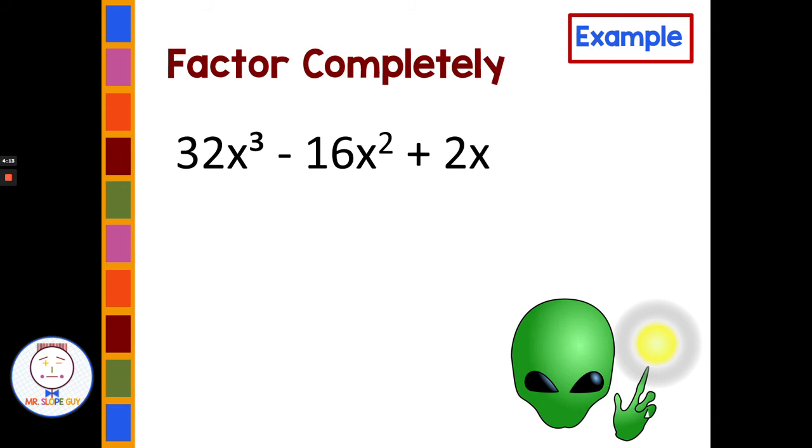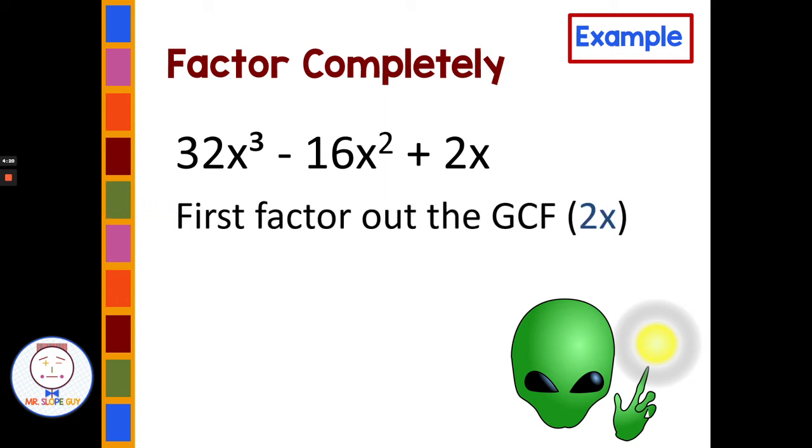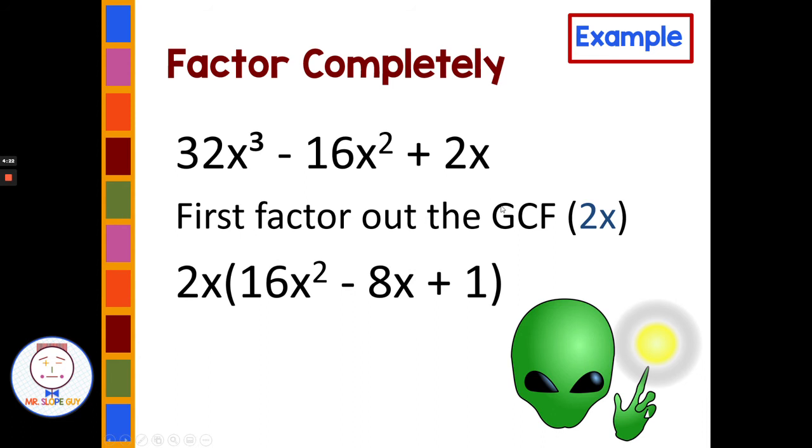How about this one? 32x to the third minus 16x squared plus 2x. Start by pulling out that GCF of 2x. Remember, when we divide 2x by 2x, we have to have this positive 1 here because it has to be equivalent to the original problem.